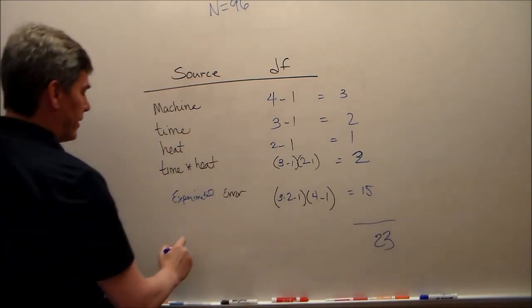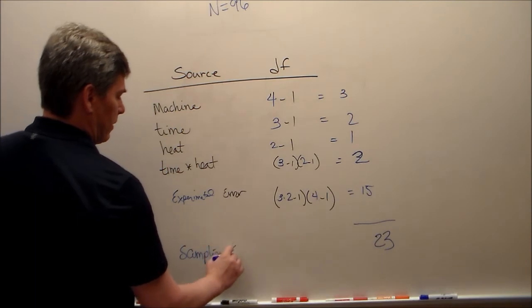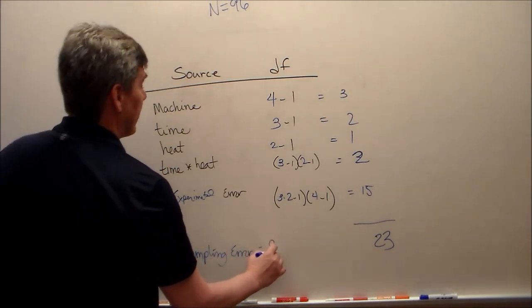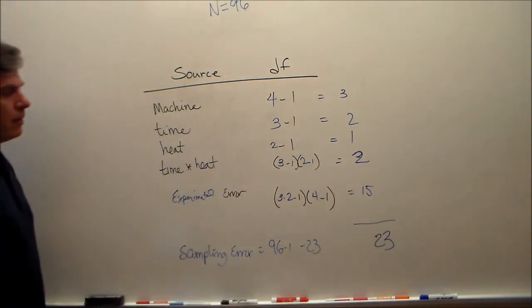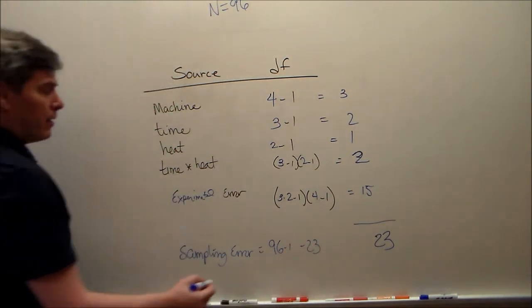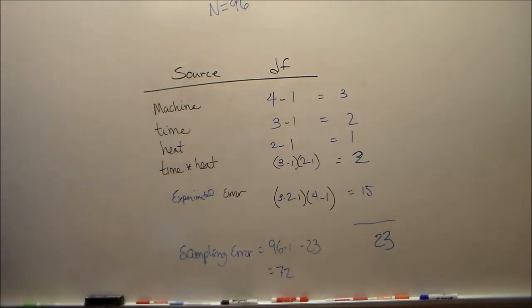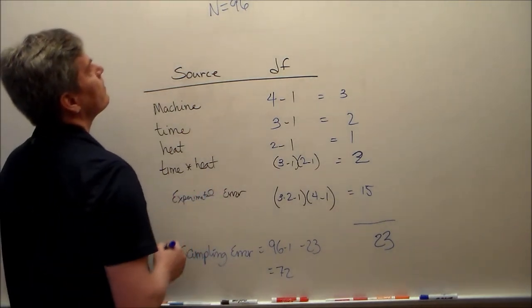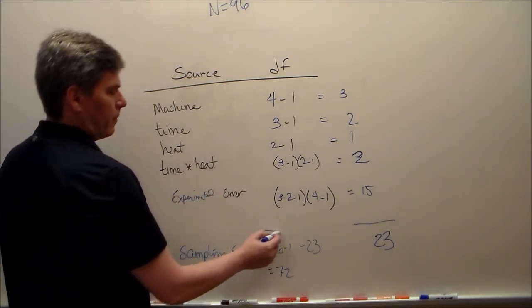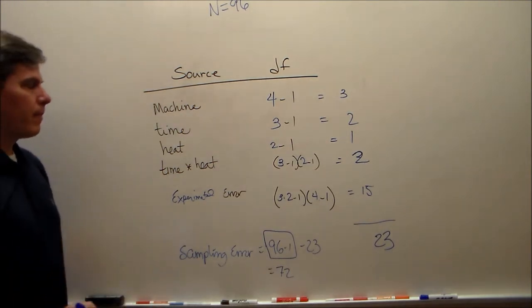Which means that the sampling error is 96 minus 1 minus 23, 72. Matches, good. Again, let's talk about the partitioning.